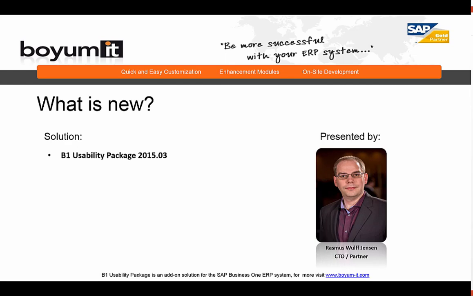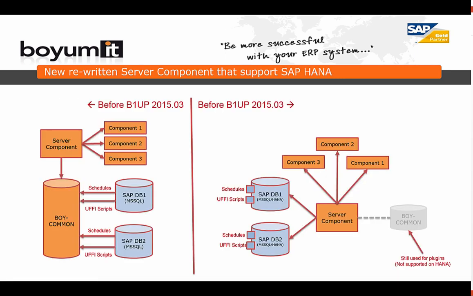My name is Rasmus Wolf Jensen, and in this presentation I will take you through the major new things in B1 Usability Package 2015.03, which is the first release of this year. The biggest new feature in this new release is a completely new rewritten server component. And we have done this in order to be able to support SAP HANA.